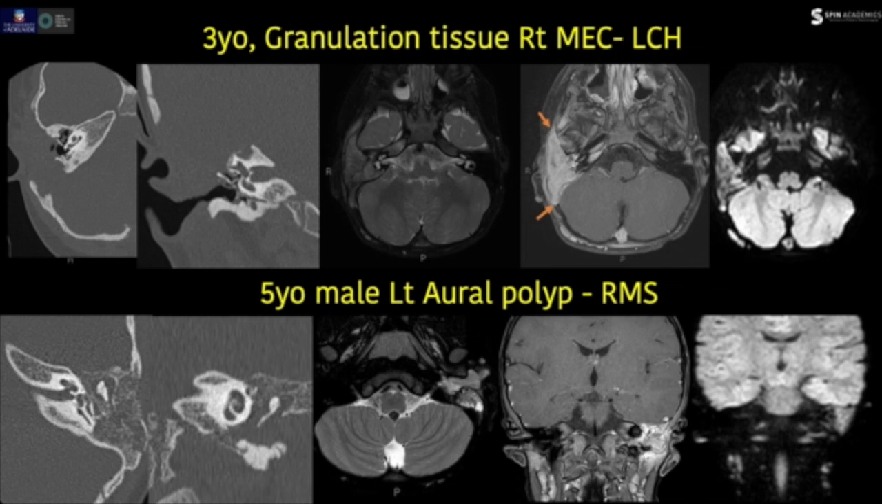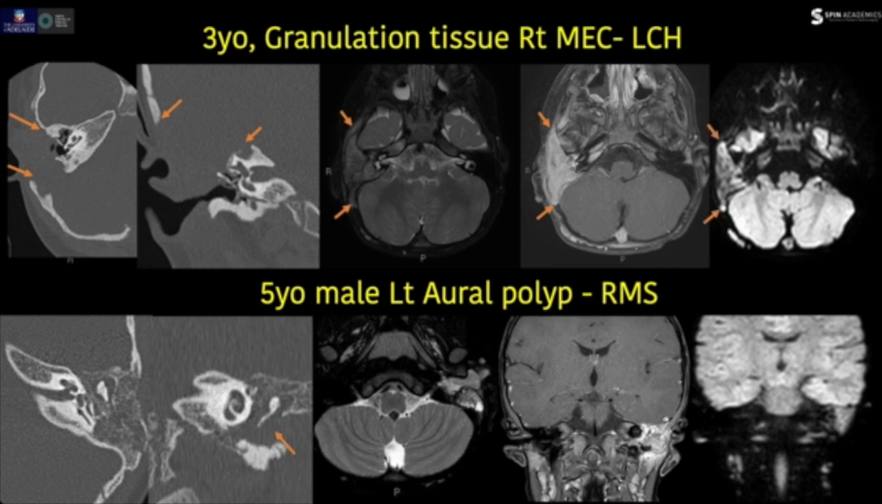The top panel is a 3-year-old male with granulation tissue on examination. The final diagnosis was LCH of the petrous temporal bone. We can see a destruction of the posterior aspect of the petrous temporal bone as well as the mastoid, a T2 predominantly hypointense mass lesion, which is avidly enhancing and diffusion restricting.